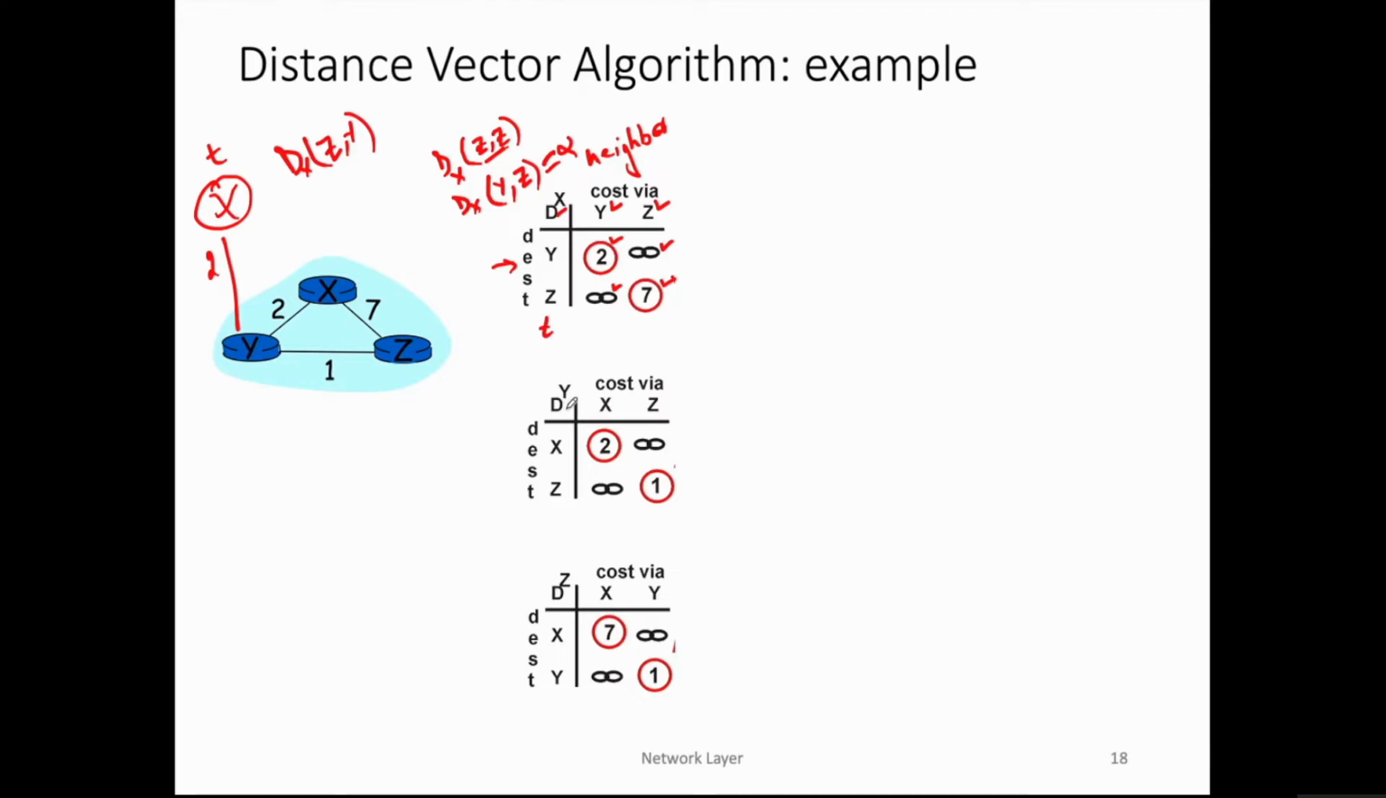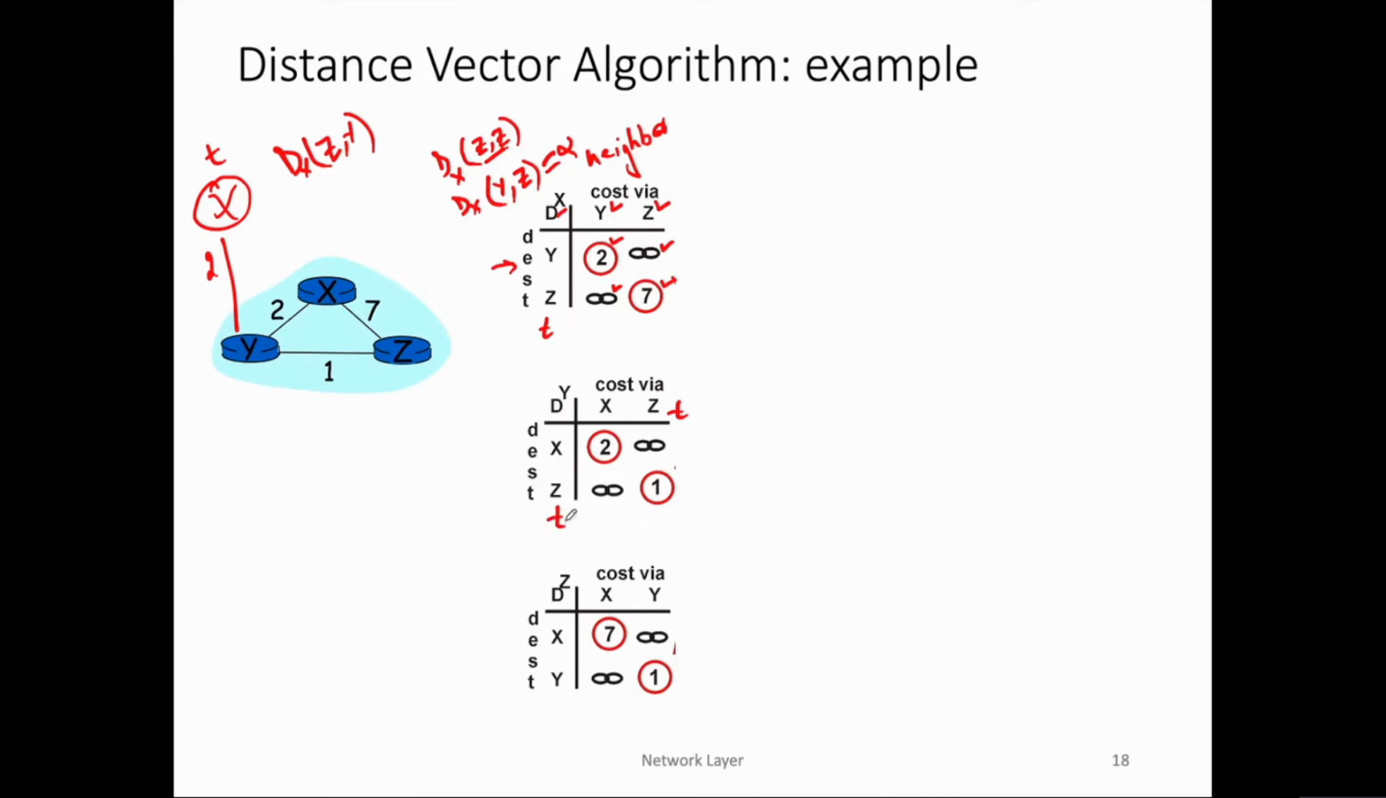Similarly, we have the table for y. The neighbors of y are x and z. So in columns we have x and z, and x and z are also the two destinations. And if I assume that there's another router T, where do we have to change for y? Yes, we have to add T here as well in the column for y, because T is a neighbor of y and T is also a destination, so we'll also add T here.